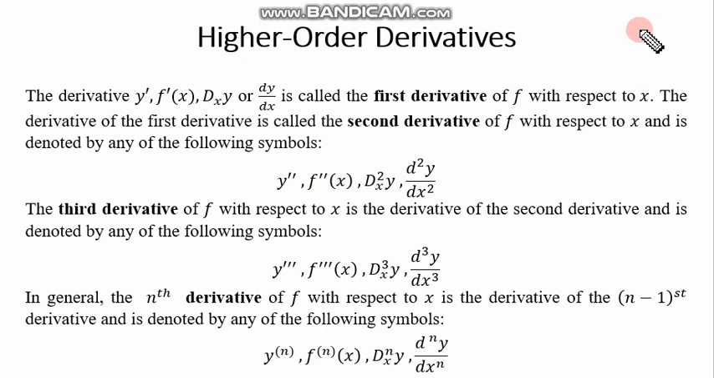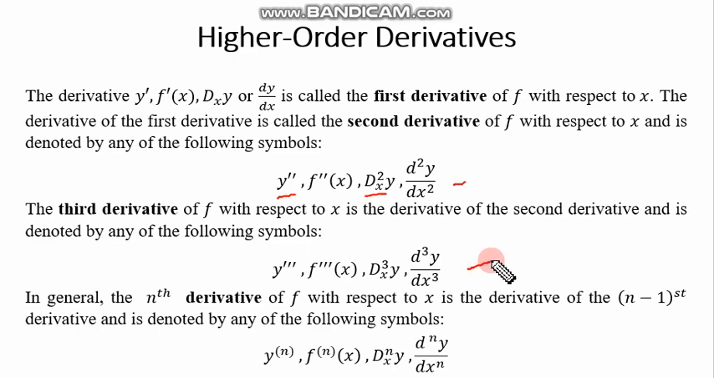Now the derivative of the first derivative is called the second derivative of the function with respect to x, and it is denoted by the following symbols. You can see there's a double prime here, so y double prime, f double prime x, and this one, and this one. And also we have the third derivative of the function with respect to x. It is the derivative of the second derivative, and it is denoted by any of the following symbols.